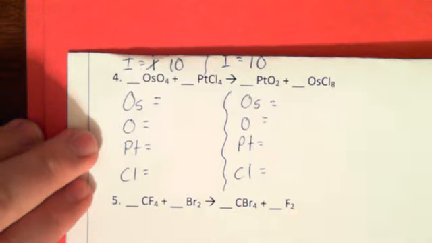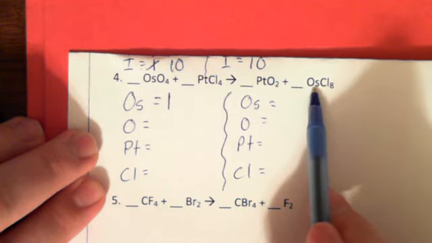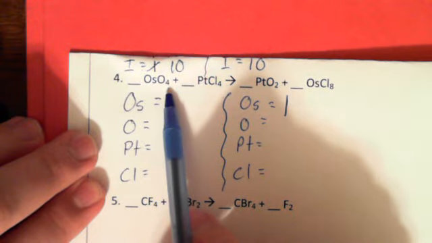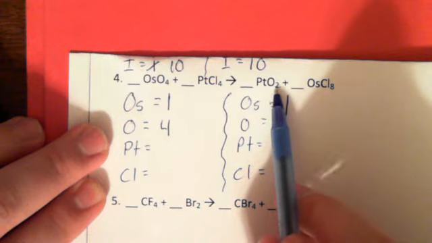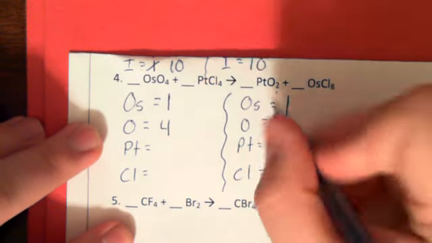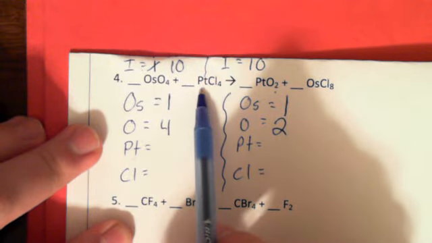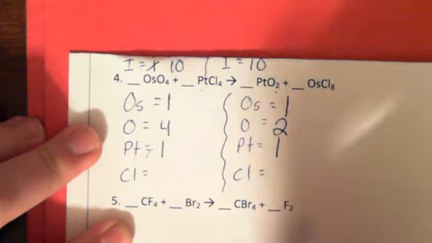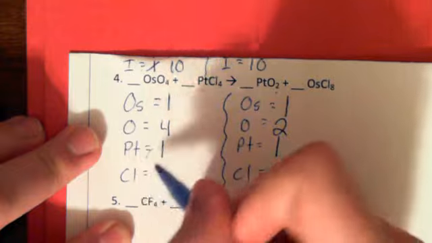Okay, let's walk through this. There is 1 osmium, 1 Os, going in. There is 1 on the product side going out right here. Oxygens, there are 4 entering the equation right here. And if you look over here, there are 2 exiting the equation right here. Platinum, the Pts, 1 here, 1 there. The chlorines, the Cls, 4 here, 8 there.